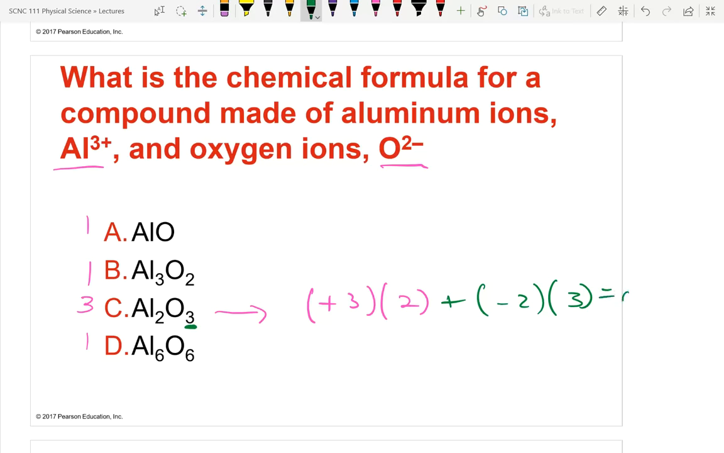If we had done the same thing with some of these others, like this one here, I would have had +3 as the charge of aluminum. How many aluminums, still staying with Mariah, how many aluminums are in B?